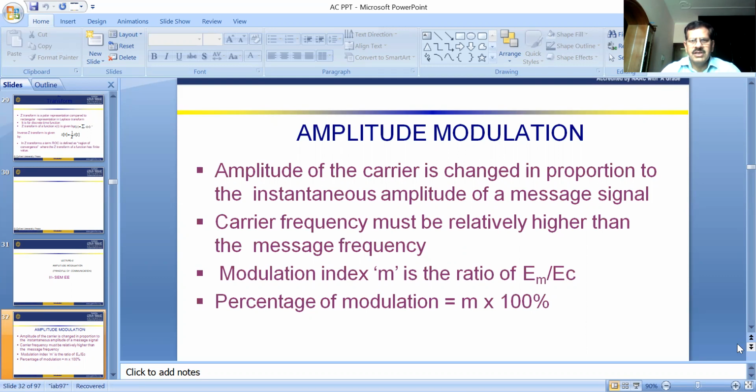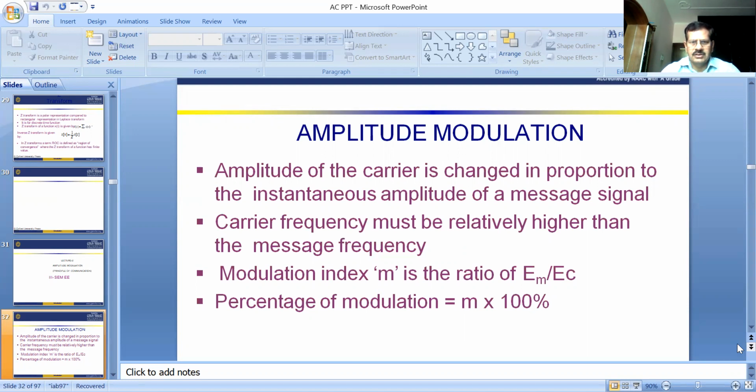The carrier frequency must be relatively higher than the message frequency. We know that the carrier is a high frequency signal and the message signal is a low frequency signal. Now, what is the modulation index M for amplitude modulation? The modulation index is the ratio of Em upon Ec, that is, the modulating voltage divided by the carrier voltage.